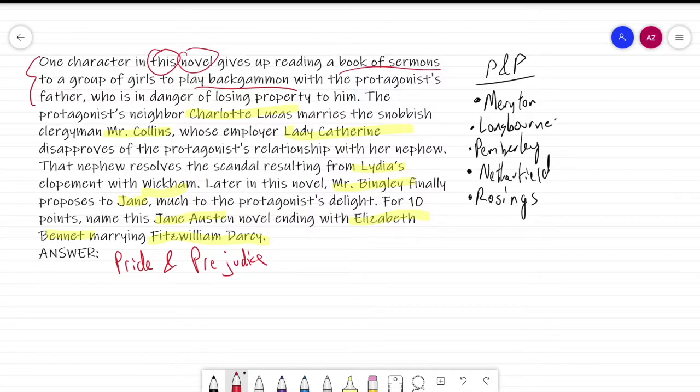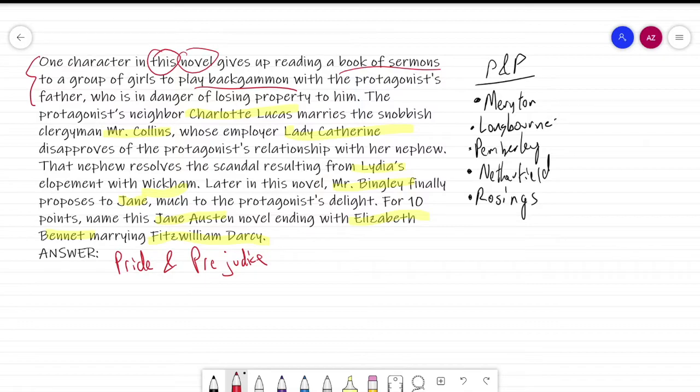So if we look at this first line, we figured out it's probably a Bronte or an Austen, and now we're going to try and figure out which one. We go to the next line, and it says, the protagonist's neighbor, Charlotte Lucas, marries the snobbish clergyman, Mr. Collins. That could still be either the Brontes or Austen, because people get married in both. But again, it's a happier feeling, more refined and not super violent. So we already start leaning towards Austen.